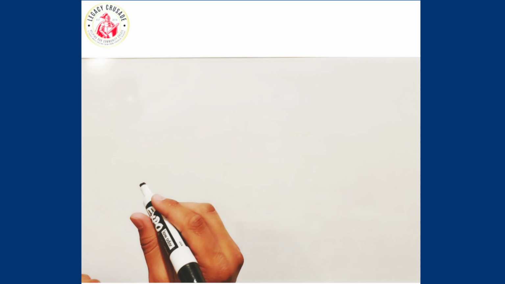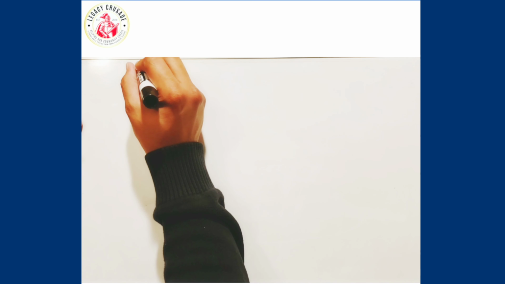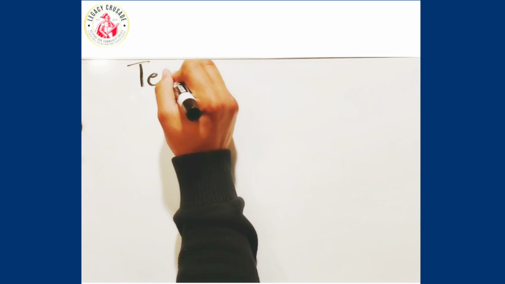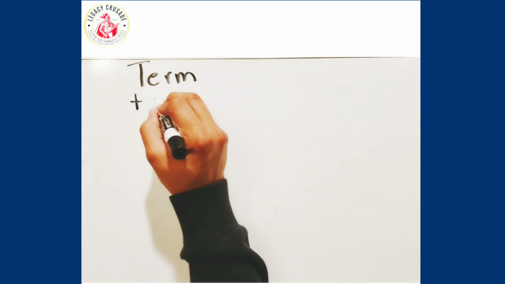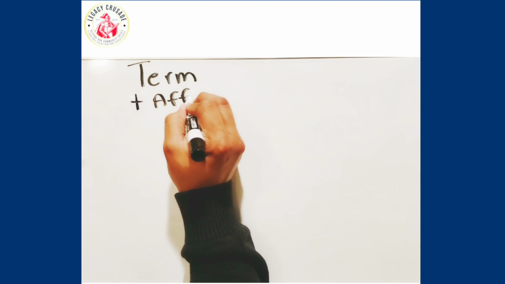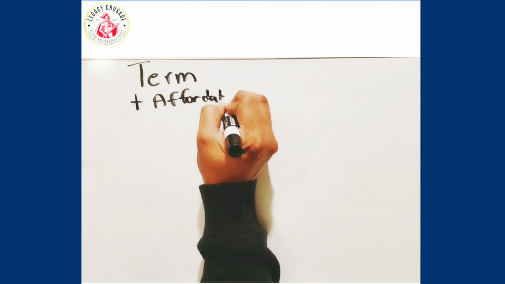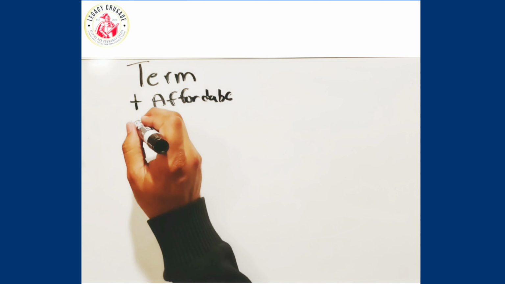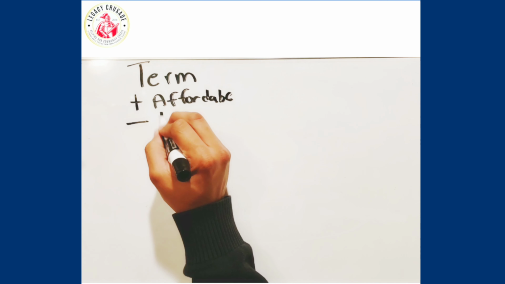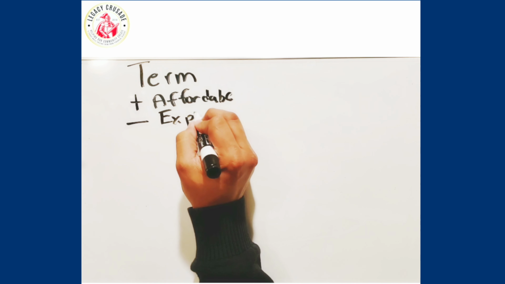So the most basic form of life insurance is called term life insurance. The great thing about it is that it's very affordable. For a low cost, you usually get a high amount of death benefit. The negative is, though, some don't like that it does expire.